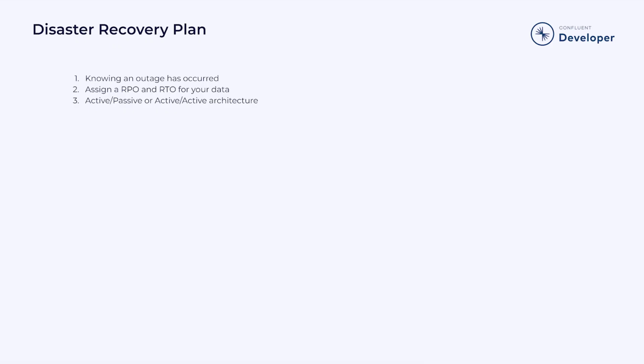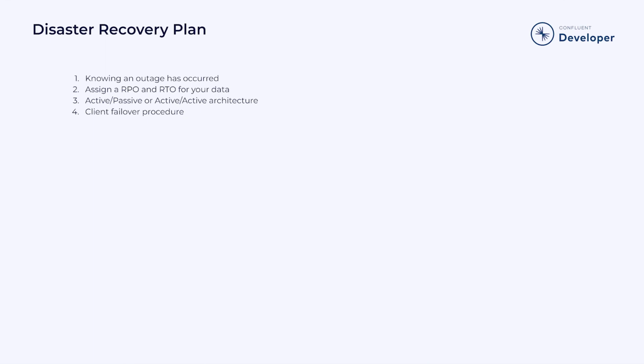Third, are you running an active-passive or active-active architecture? Active-passive refers to having your clients produce to one cluster, the primary cluster, and then having the data replicated to another cluster, often referred to as the disaster recovery cluster. Active-active has both clusters configured with producers and consumers, and therefore both are considered the primary cluster.